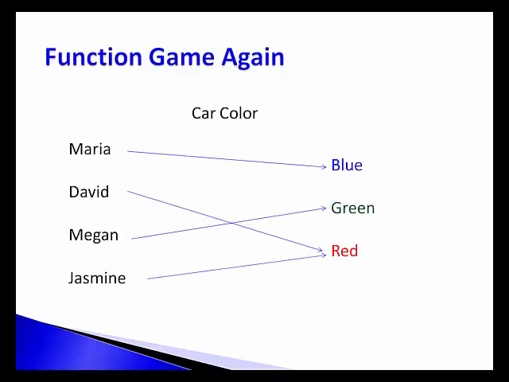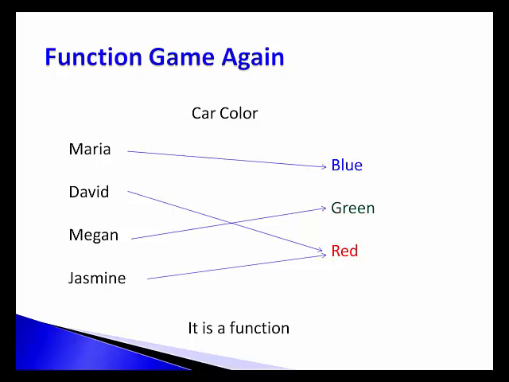This time, same domain, same range. Correspondence is a little different. It's still car color, but let's play the game. If I say Maria, you would say blue. If I say David, you say red. I say Megan, you say green. I say Jasmine, you say red. Every time I call out a domain element, you know exactly what to respond with from the range. Therefore, this one is a function.